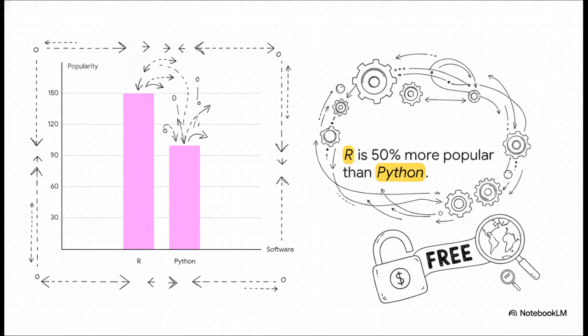In one specific survey data set, it was actually 50% more popular than Python. Now, don't get me wrong, both are absolutely crucial, major tools in the data science world, but this really validates why learning R is the perfect starting point. Oh, and the best part? Unlike those corporate software packages that can cost literally thousands of dollars a year, R is completely 100% free.